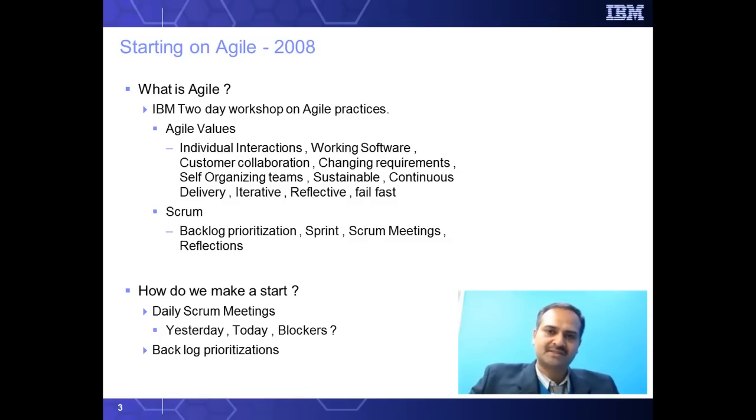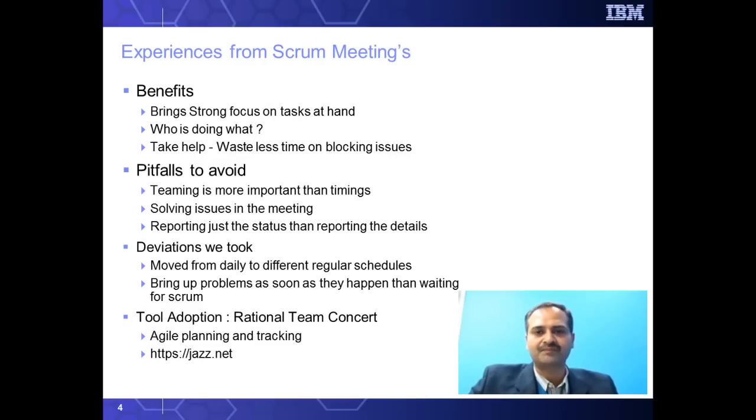Now, just to talk about the experiences from the Scrum meetings which we started in 2008 and which we still continue to do as part of Agile implementation. The main benefits which I have found are that it really helps bring strong focus within the team and on the task at hand. There's good visibility on who's doing what, and it's easier for people to take help. If a person is facing a problem, and some other team member might have worked on that issue earlier, instant help is available, or the team member can take help after that meeting in detailed discussions.